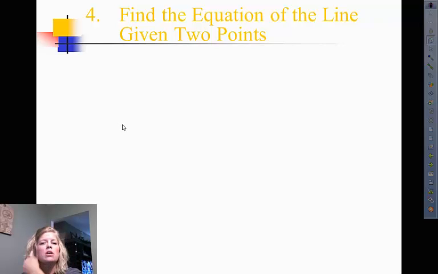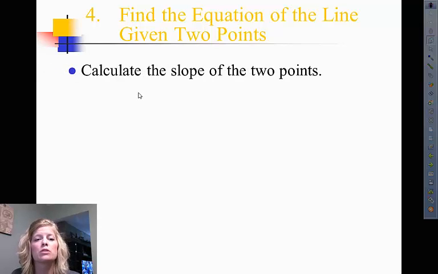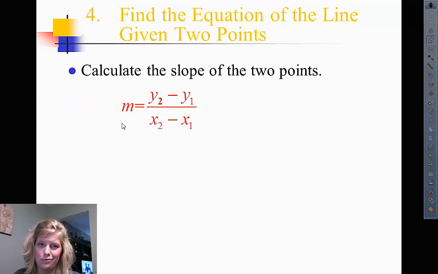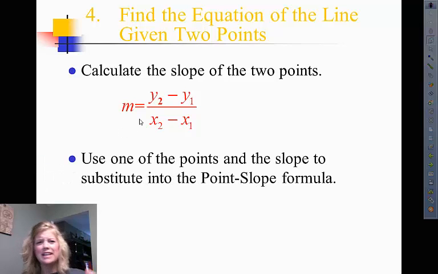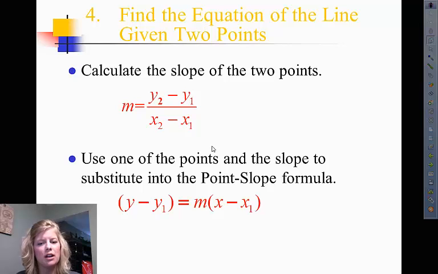Alright, let's do the last example. Find the equation of a line given 2 points. So you don't know what b is, you don't know what m is, they just give you 2 points. So before you can even use the point-slope formula, y minus y1 equals m times x minus x1, you have to find the slope. Slope formula: y2 minus y1 over x2 minus x1. See how we're putting this all together? Use one of the points and the slope to substitute into the point-slope formula. Ta-da! We're going to be using it all. This is for big wig problems.